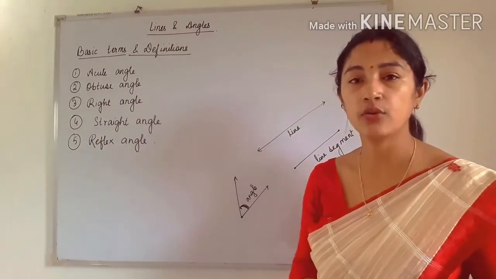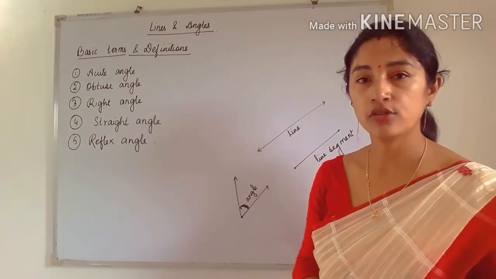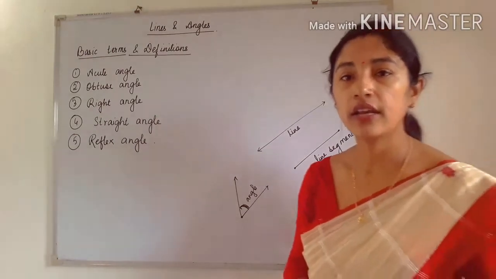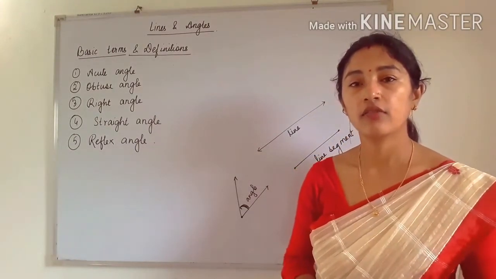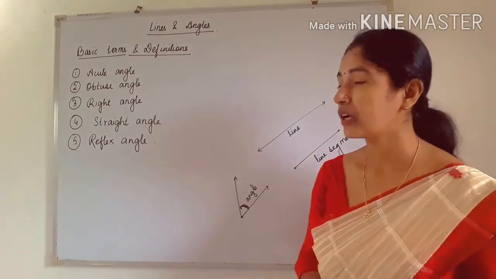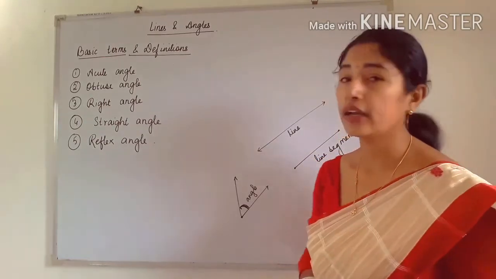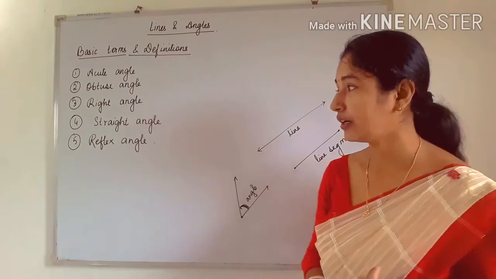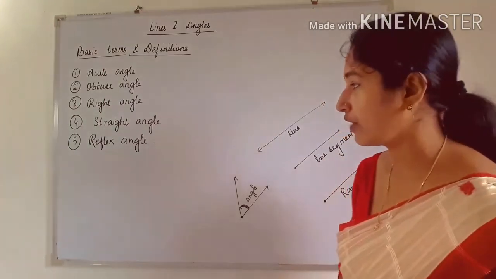So next is about the basic terms and definition. The first one is acute angle. Already we know what is an angle. You have also studied acute angle in your previous classes. So in acute angle, the measurement of angle will be less than 90 degree and greater than 0 degree. Similarly, obtuse angle will be what? Greater than 90 degree but less than 180 degree. Right angle, the measure will be equal to 90 degree. Straight angle, the measure will be equal to 180 degree. And what is the reflex angle?